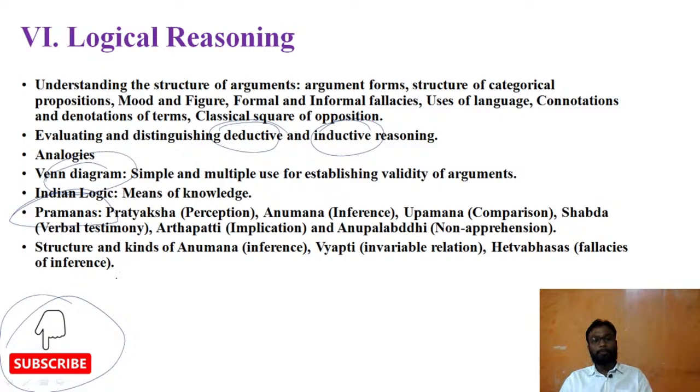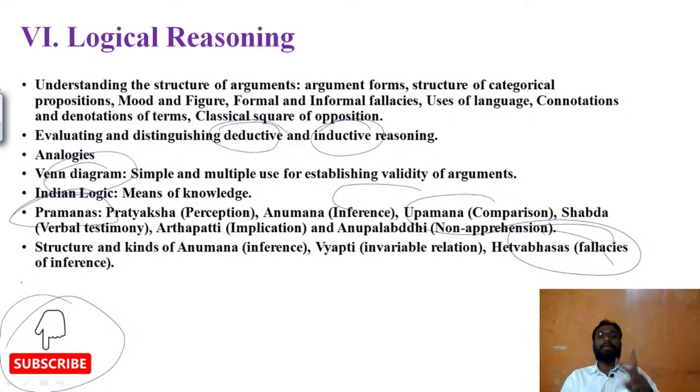Structure and kinds of anumana, inference, and vyapti, invariable relationship. What are hetvabhasas, fallacies in inference? In the last UGC NET examination, they asked questions on fallacies. They will give you two statements or a set of statements, and you have to find which fallacy or which inference it refers to.